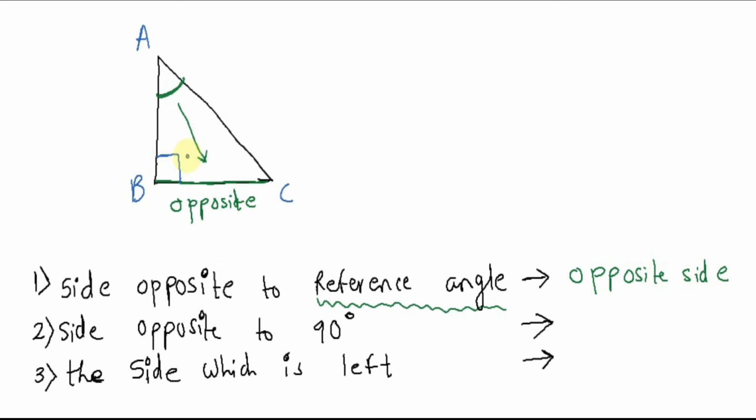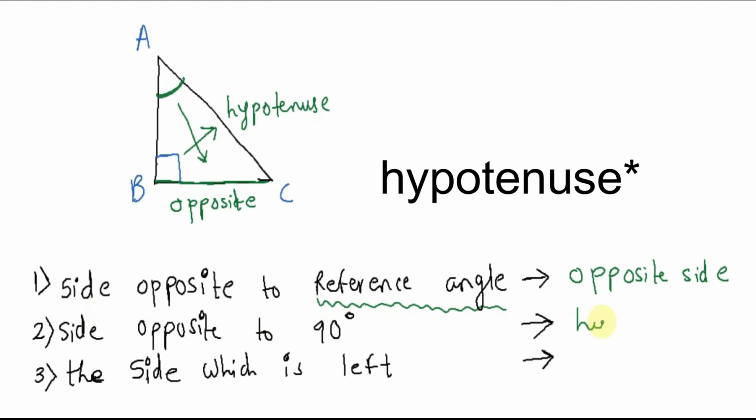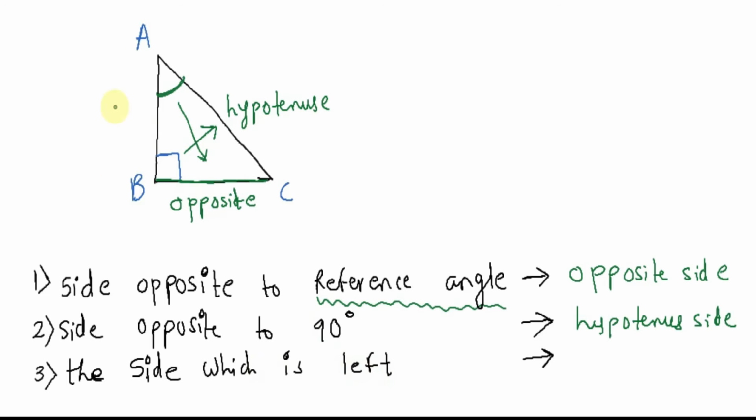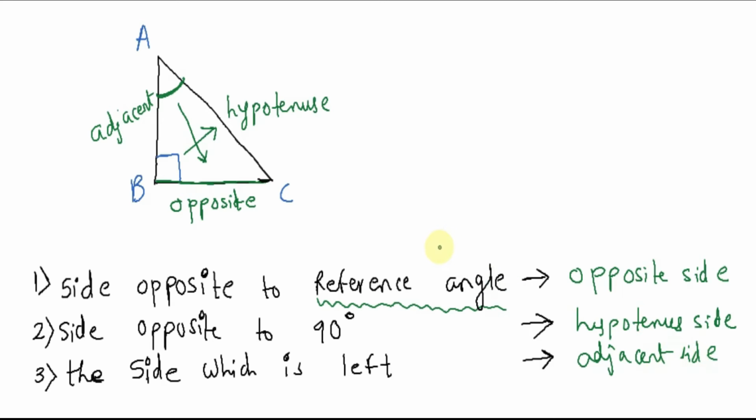Next is the side opposite to 90 degrees, which is called the hypotenuse in a right angle triangle. Right? So the side opposite to 90 degrees is called the hypotenuse side. And the last side, which is left, is called the adjacent side. So if you want to understand the basics of trigonometry and how to apply it, it is very important to know how to identify the opposite side, adjacent side, and hypotenuse side with respect to the reference angle which is given.